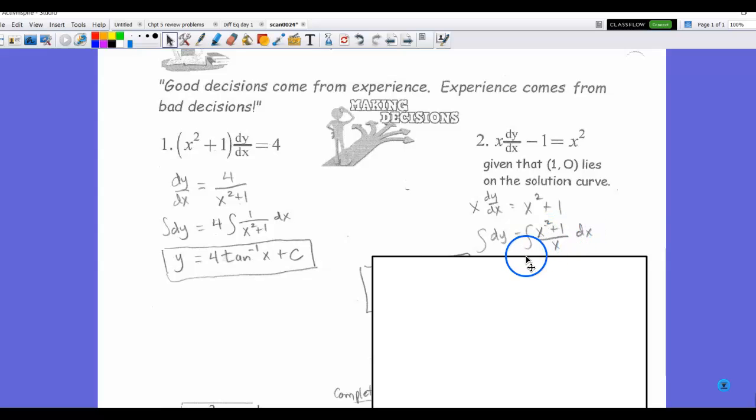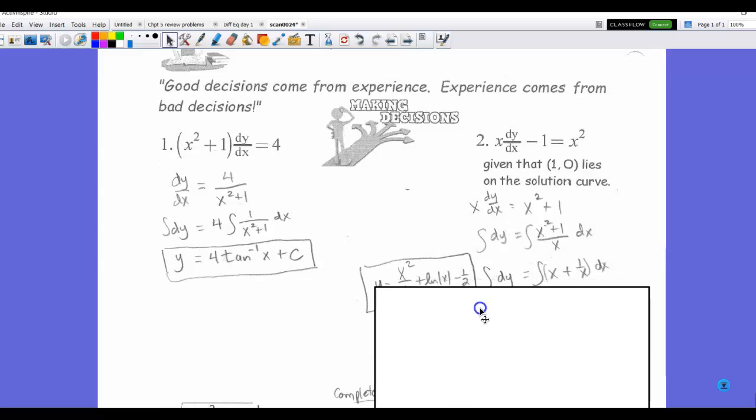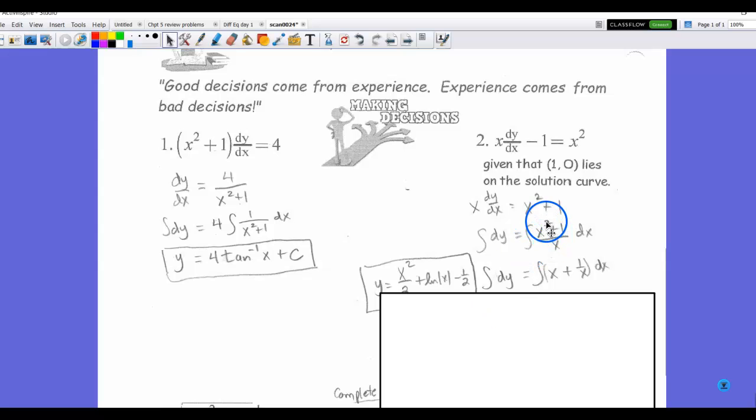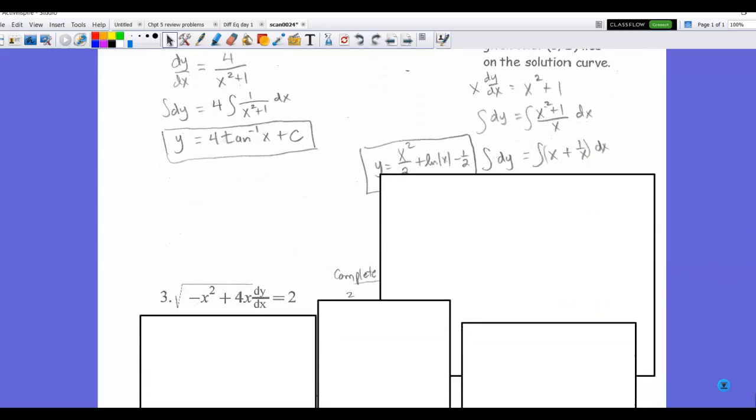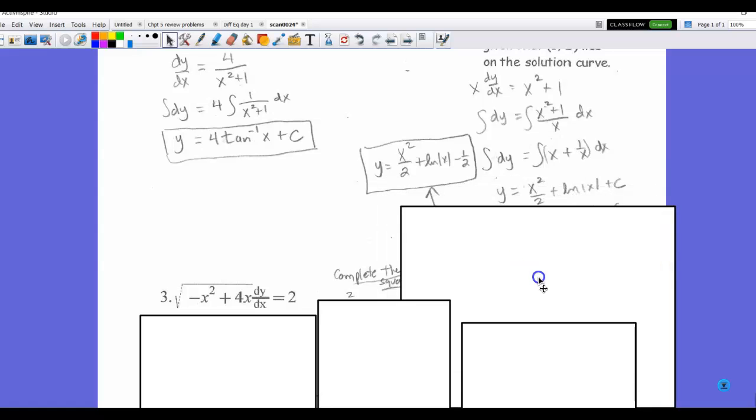To find the antiderivative of the left side, of course, that's just going to be y, but to find the antiderivative of the right side, I'm going to need to separate or break apart, we like to say. I'm going to divide x squared by x and get x, and 1 by x, and keep that as 1 over x. On the left-hand side, the antiderivative of 1 dy is y. On the right side, reverse power rule, x squared over 2. The antiderivative of 1 over x is ln absolute value of x.